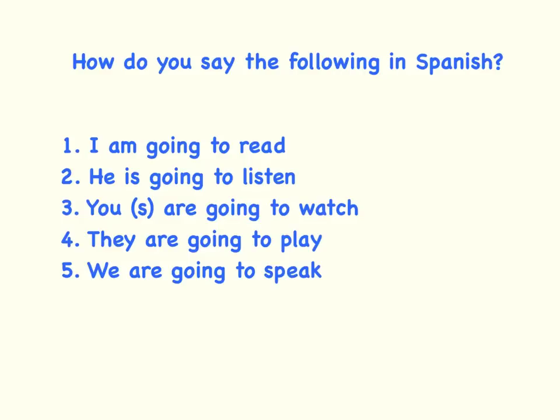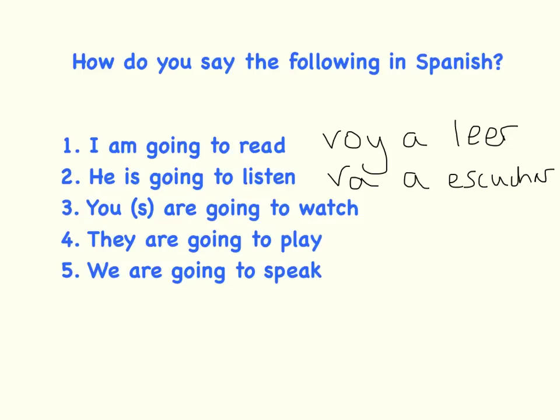So the answers here, number 1, I am going to read, so I am going is voy, and you have to have a, and the verb to read is leer. Number 2, he is going to listen, so he is going, va, followed by a, and then to listen is escuchar. You need to make sure you know vocabulary and different infinitives here.